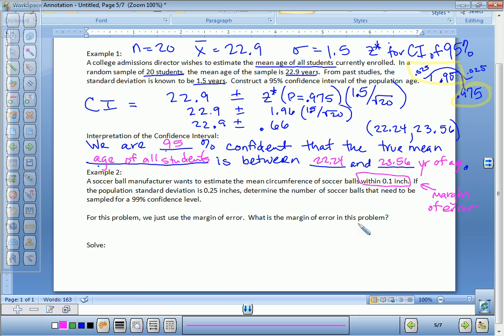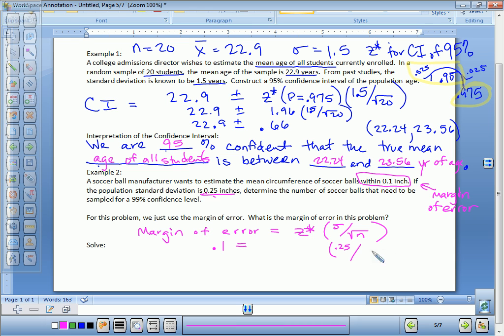So, this problem isn't about the whole confidence interval. This is just about the margin of error part. So we know that the margin of error is that second part. So margin of error is equal to z star times sigma divided by the square root of n. It tells us this acceptable margin of error is 1/10 of an inch. We can plug that in. They give us the population standard deviation, 0.25. We can plug it in.